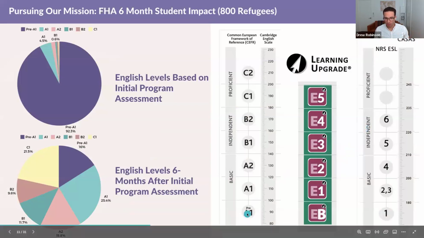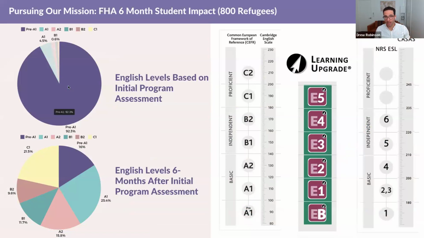So I was mentioning this pre-A1, CASAS 180 or below, made up 92.3% of all of their learners. So 800 refugees, which makes sense. First exposure to academic English. But then you can see after a 6-month period of using Learning Upgrade, that pre-A1 is down to 16%. And those are the ones that, for whatever reason, weren't able to access the courses. Life of a refugee is not easy. Some of them instantly went into work, had to move around.